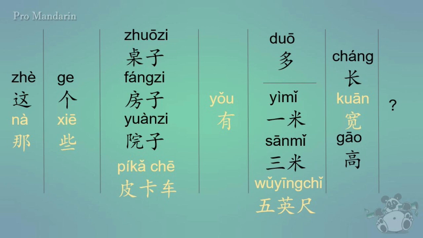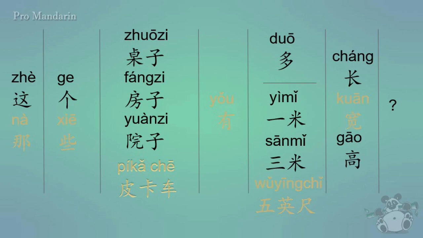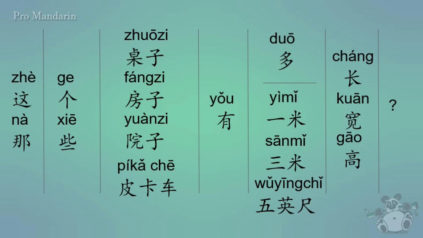Alright, cool. Now how would you say those pickup trucks are 5 feet wide? 那些皮卡车有5英尺宽。Alright, let's try one more before we move on to the next section. So how would you say, how long are these pickup trucks?